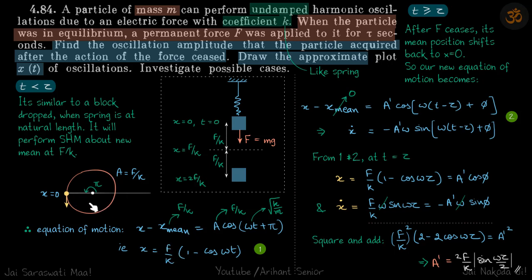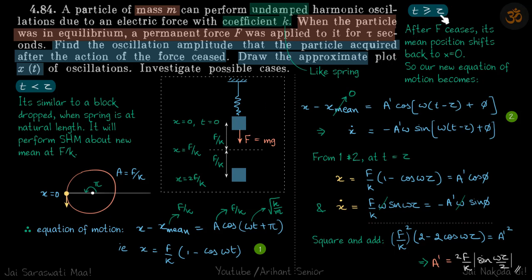In the phase diagram, you can see the particle is here initially at x equal to 0, t equal to 0. The amplitude is F by k. Our standard equation is x minus x mean equals A cos(omega t plus phi). Since we are taking cos, phi is taken from here and it is pi. Omega will be root k by m. The amplitude will be F by k, and the mean position is also F by k, which gives this equation. We are familiar with how we get this equation if a particle is just dropped from rest.